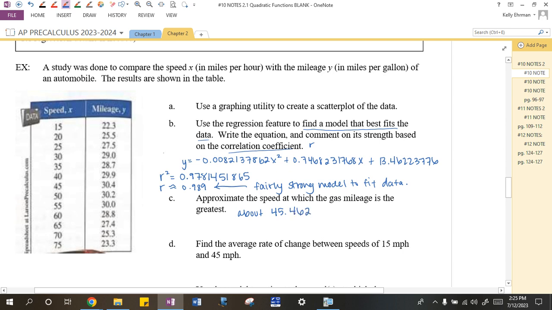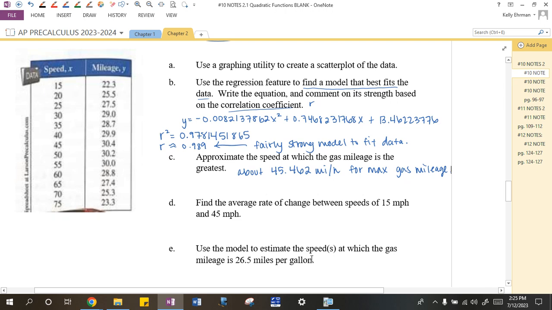45.462, always label. The speed is labeled in miles per hour for max gas mileage. Find the average rate of change between the speeds of 15 miles per hour and 45 miles per hour.